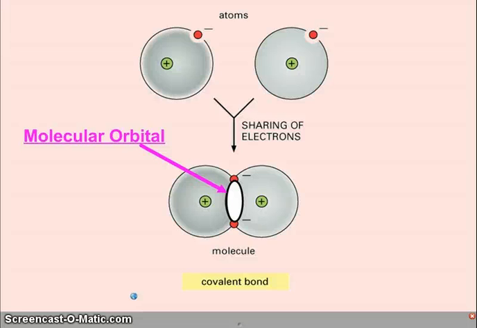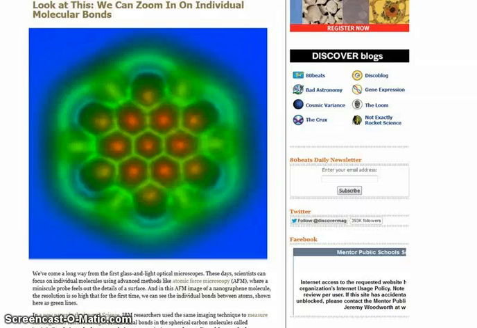Courtesy of our good friend technology, we can indeed see covalent bonds, and I'll show you a picture of that here. This comes from a Discover magazine article, but here we see an image through an atomic force microscope of a nanographene molecule, and these green lines are actually showing the covalent bonds in between, which is kind of cool. I know it doesn't look like a lot to you here, but that, again, is an amazing feat of technology that we can actually zoom in and see covalent bonds, molecular bonds.